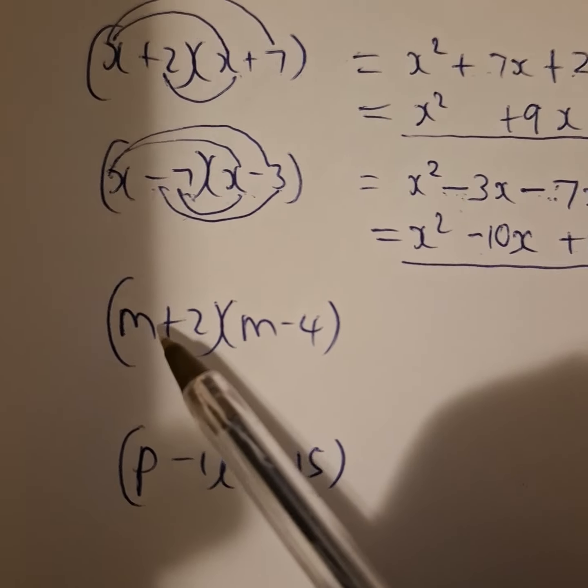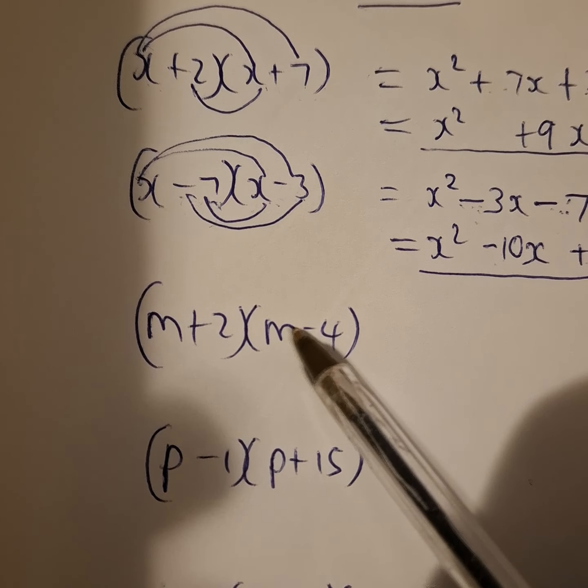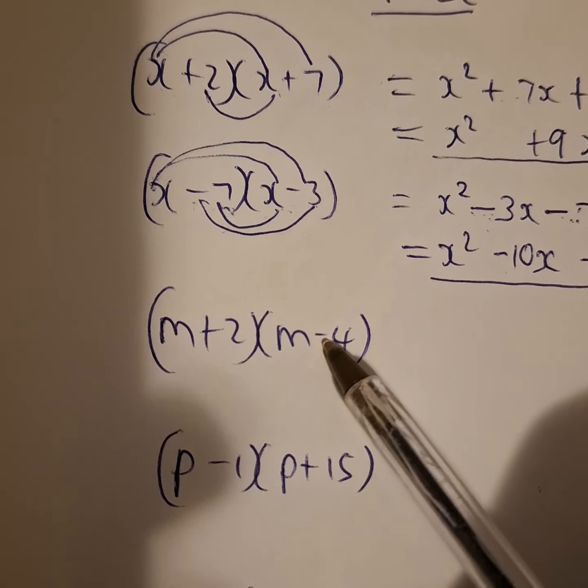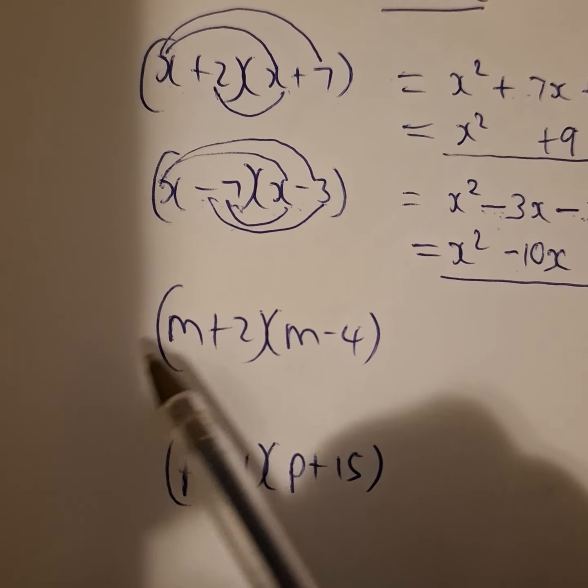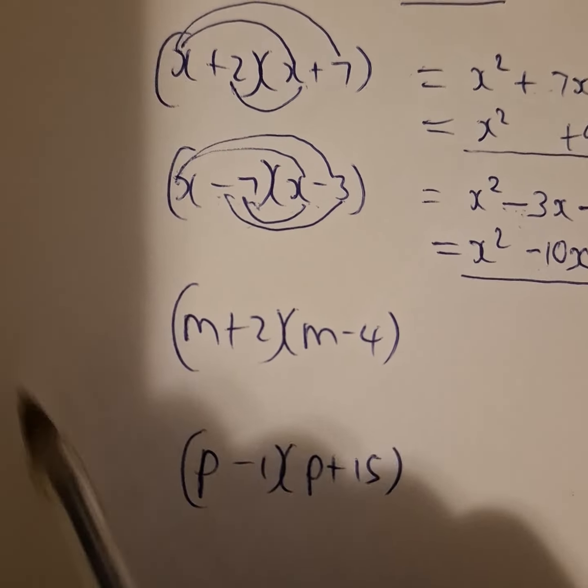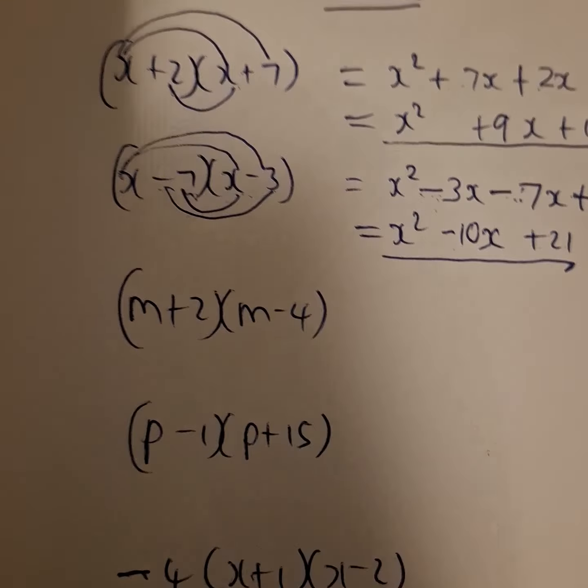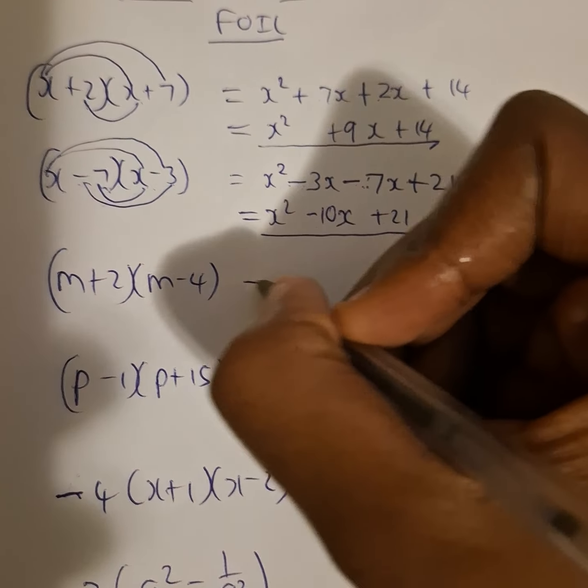Okay, let's look at this problem. (M + 2)(M - 4). So once again, two terms inside the bracket, but we know that together, if we were to say how many terms in this expression, we would say 1. Why? Because of the brackets. Okay, but anyways, so we apply FOIL again.